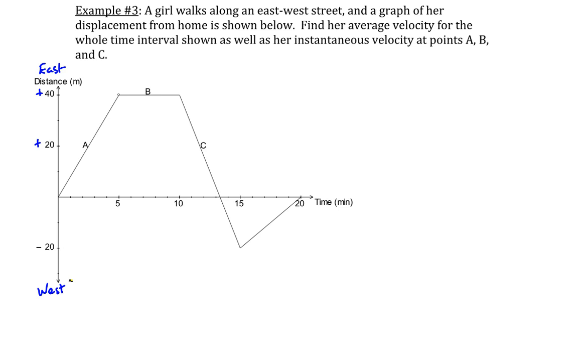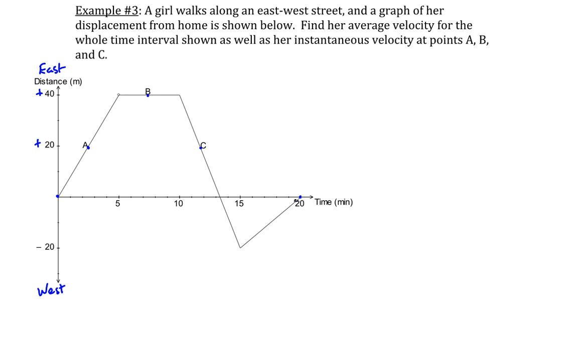So we're asked to find her average velocity for the whole time interval, so from here all the way to the very end. And we're also asked to find the instantaneous velocity at A, and at B, and at C, and those are the main ones.